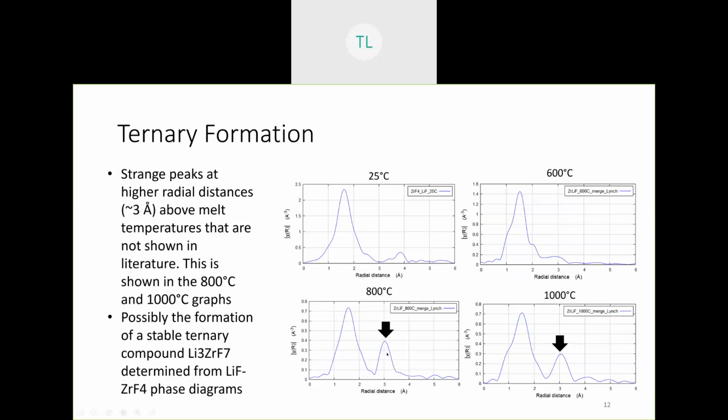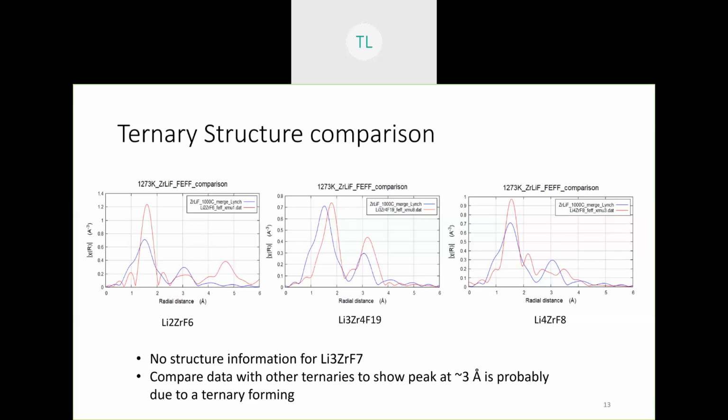But it's not. So what we think happened was possibly the formation of a stable ternary compound, Li3ZrF7, determined from lithium zirconium fluoride phase diagrams. Now, there's no structural information for Li3ZrF7 in the literature or anywhere really. It's never been tested. So what we did was compare our data with other ternaries to show the peak at 3 angstroms is probably due to a ternary forming.